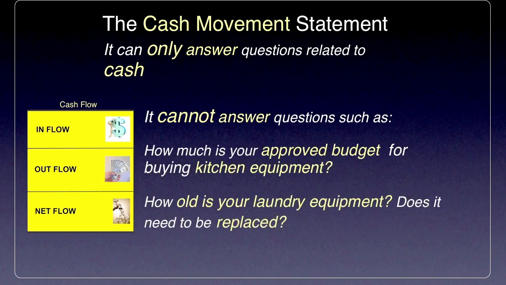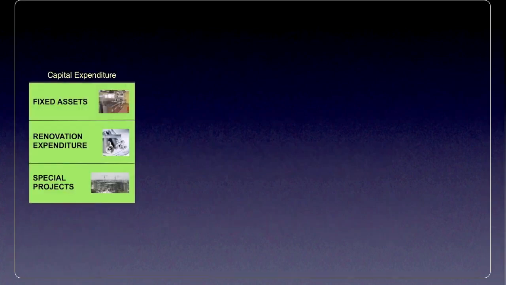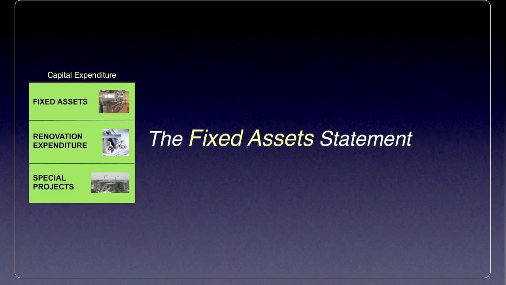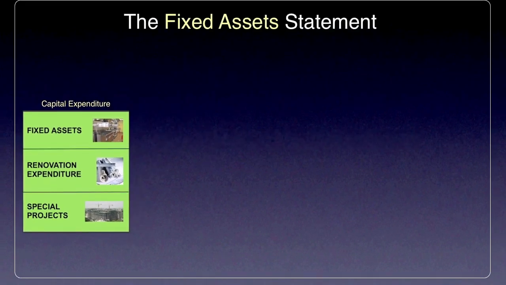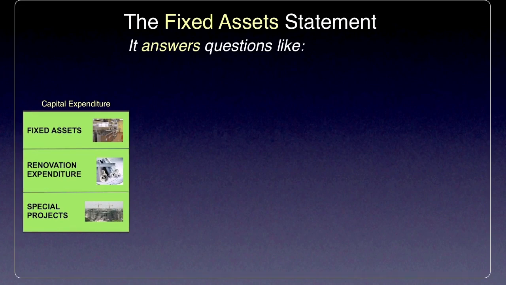While the profit and loss statement is called the performance statement, the balance sheet the financial position statement, and the cash flow the cash movement statement, the capital expenditure statement is called the fixed assets statement. It mainly works with fixed assets, although some related elements are also considered. The fixed assets statement answers questions relating to fixed assets. What is the life of your laundry equipment? Is there a need to renovate your guest room interiors? And so forth.